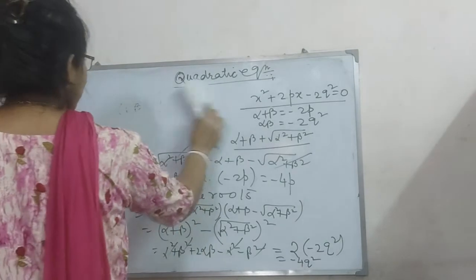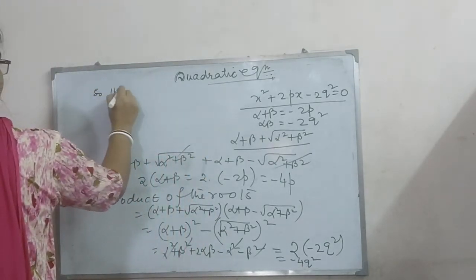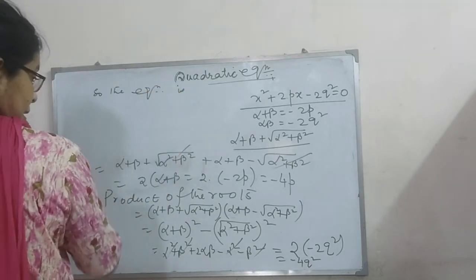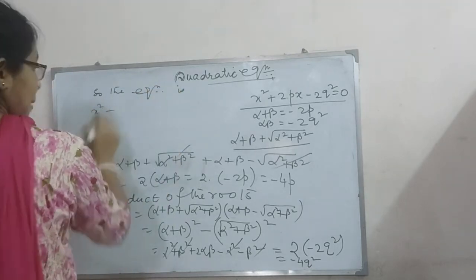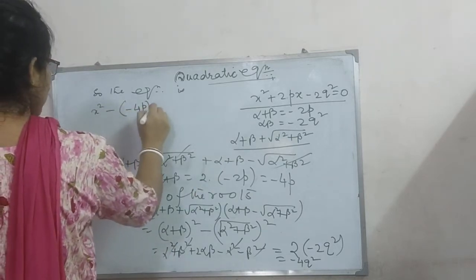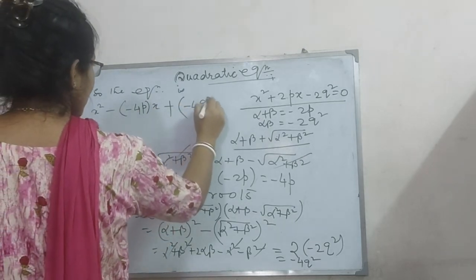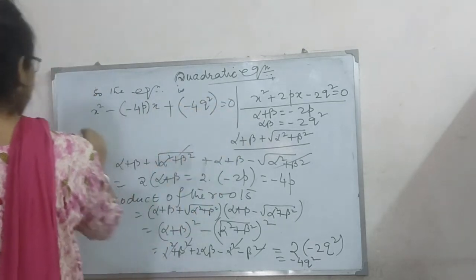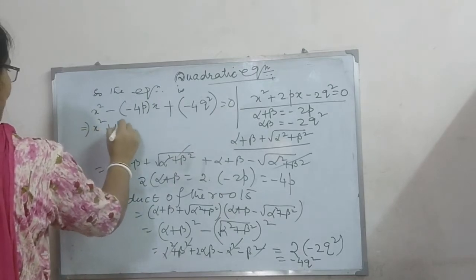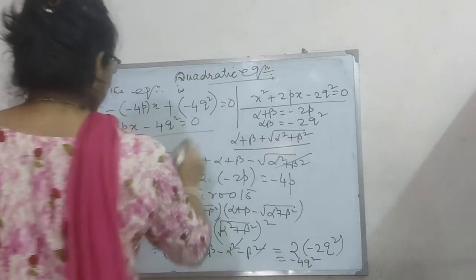So the required equation is x square minus sum of the roots plus product of the roots equal to 0. This can be written in this way: x square plus 4px minus 4q square equal to 0.